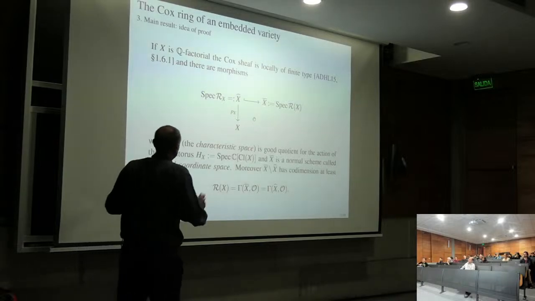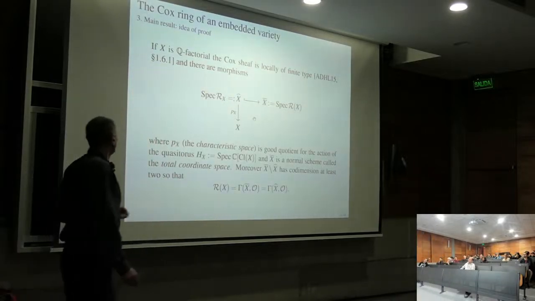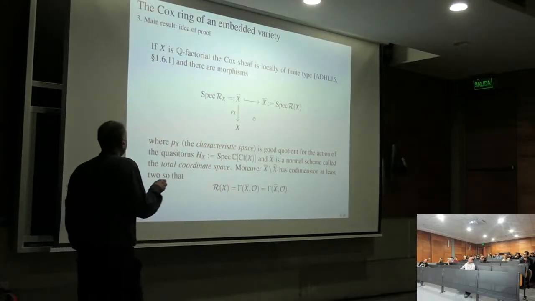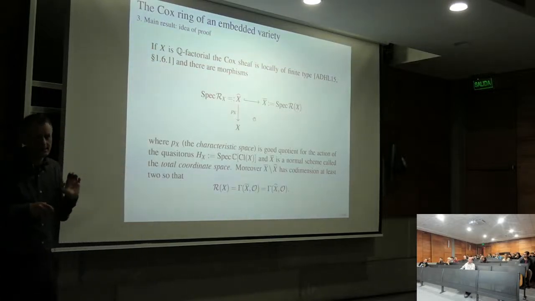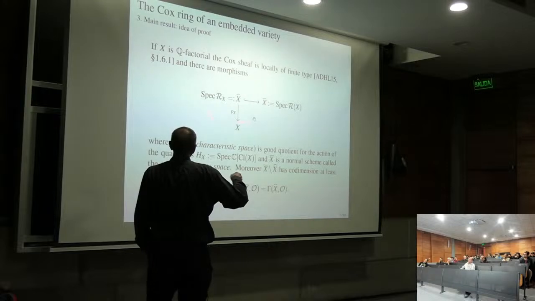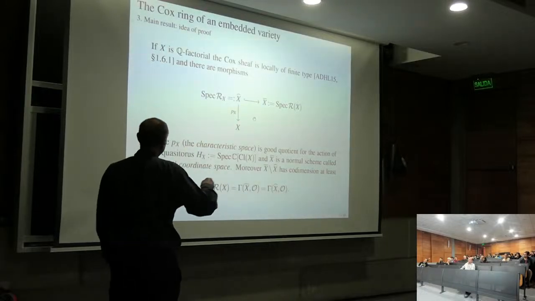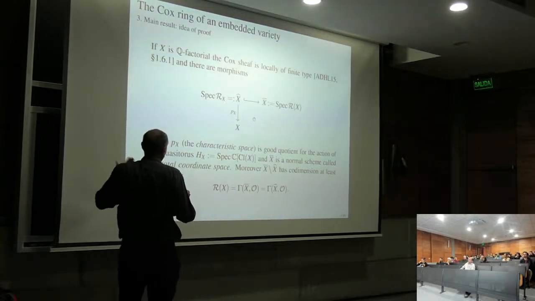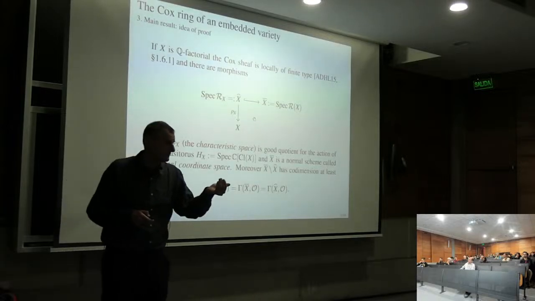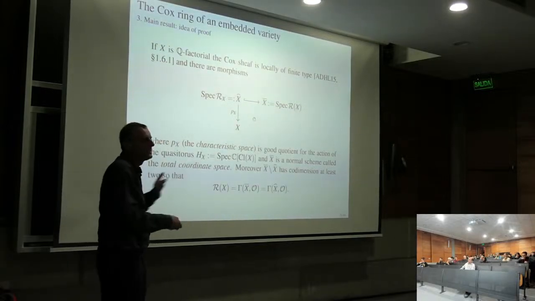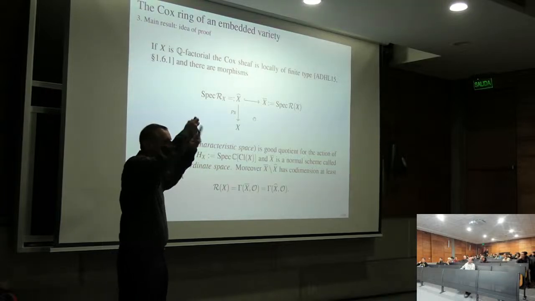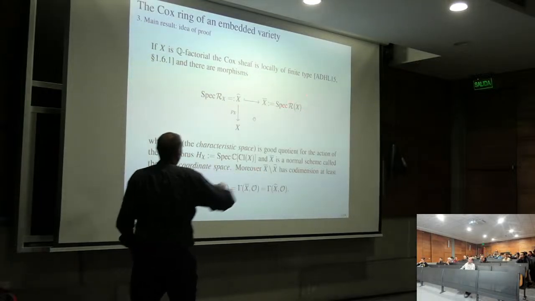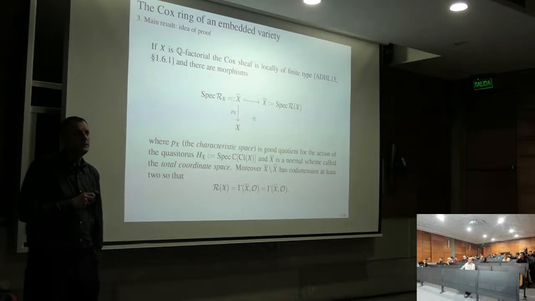Okay, so first of all, let me recall something. Whenever the variety is Q-factorial, so we are in the smooth case, this is completely okay: the Cox sheaf is locally of finite type. And you can produce the following construction. On one side, you have the Cox sheaf, and you can take the relative spectrum of the Cox sheaf. I mean, you cover X with affine open subsets, and then over each one of them you do the usual spectrum. And on the other end, you have the spectrum of the Cox ring.